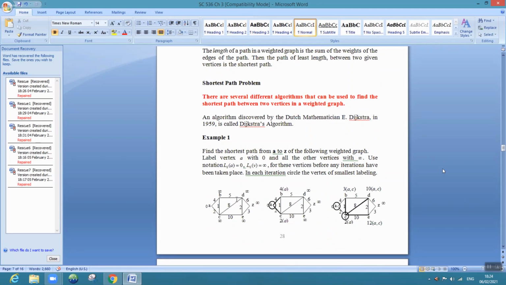And we are going to discuss the shortest path. There are several different algorithms that can be used for the shortest path between two vertices. One is Dijkstra's algorithm, which we use to find the shortest path. Eulerian and Hamiltonian graphs we are also using, and this example we will discuss next time.